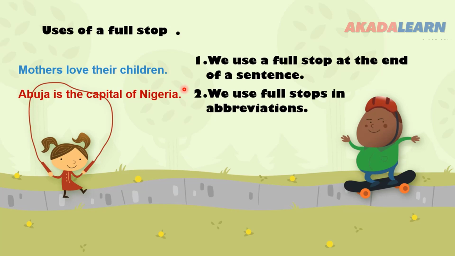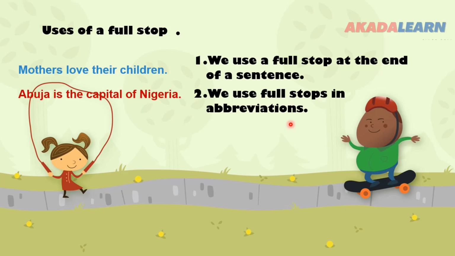Number 2, we use full stops in abbreviations. Say it with me. Say abbreviations. Abbreviations. Okay, this is the word here. Abbreviations are simply the short forms of particular words. Okay, an abbreviation of a word is the shorter form of a word.